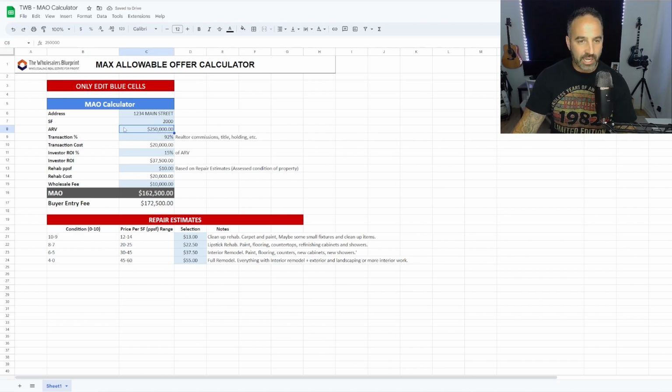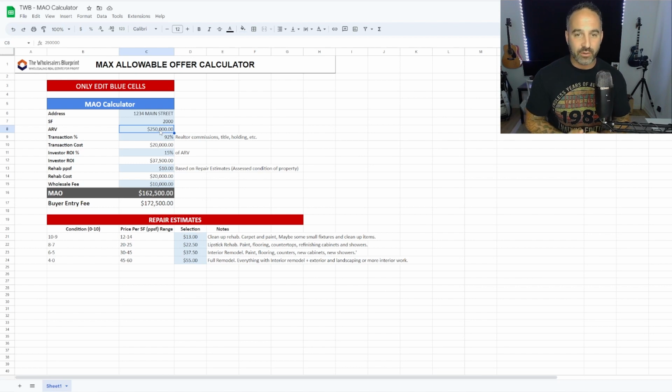We are going to put our ARV in this cell here. I'm not going to go into how to calculate ARV in this video. I will put my how to calculate ARV in a link in the description. You can watch that as well, but I'm not going to go into it in this video. You do need to know what the property will sell for after it's been updated. Okay, so this is one of the most common mistakes, I'll just say, that a lot of new investors make.